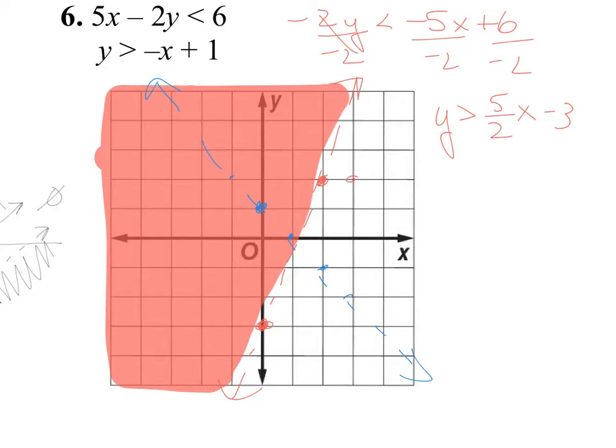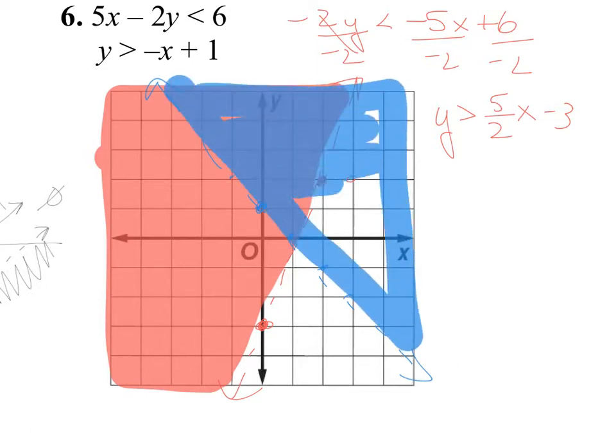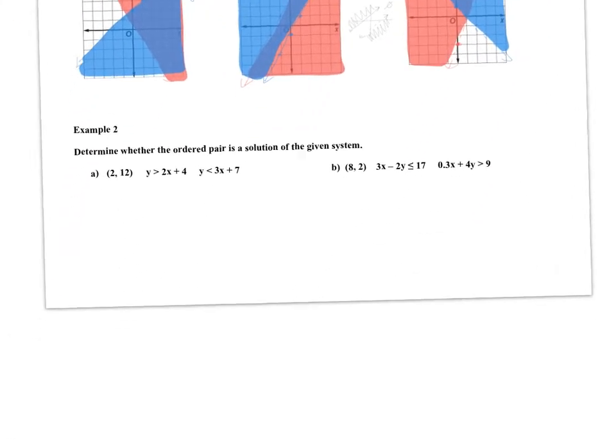And y is greater. We go up here on the top side. So you have a little bitty v right here at top. That would be your final answer. All right, let's go down to example 2 here.